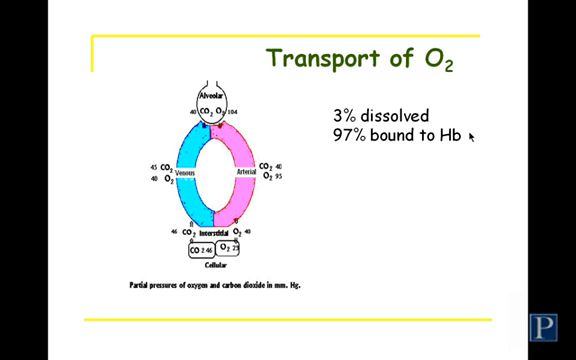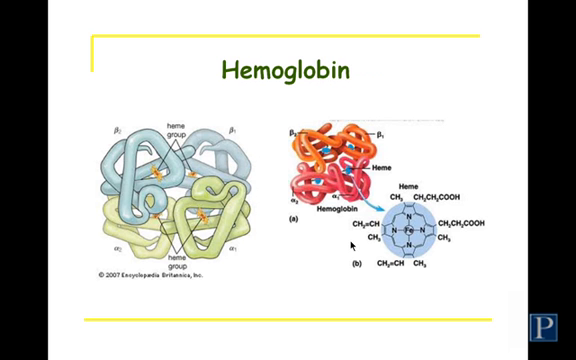Knowing the fact that most of your oxygen is bound to hemoglobin, if I have problems with an insufficient amount of hemoglobin, I will definitely have issues with hypoxia, because I'm not going to be able to carry sufficient amounts of oxygen since most of it's bound to hemoglobin. But what I want to do is review with you the structure of hemoglobin, which was covered in biochemistry.